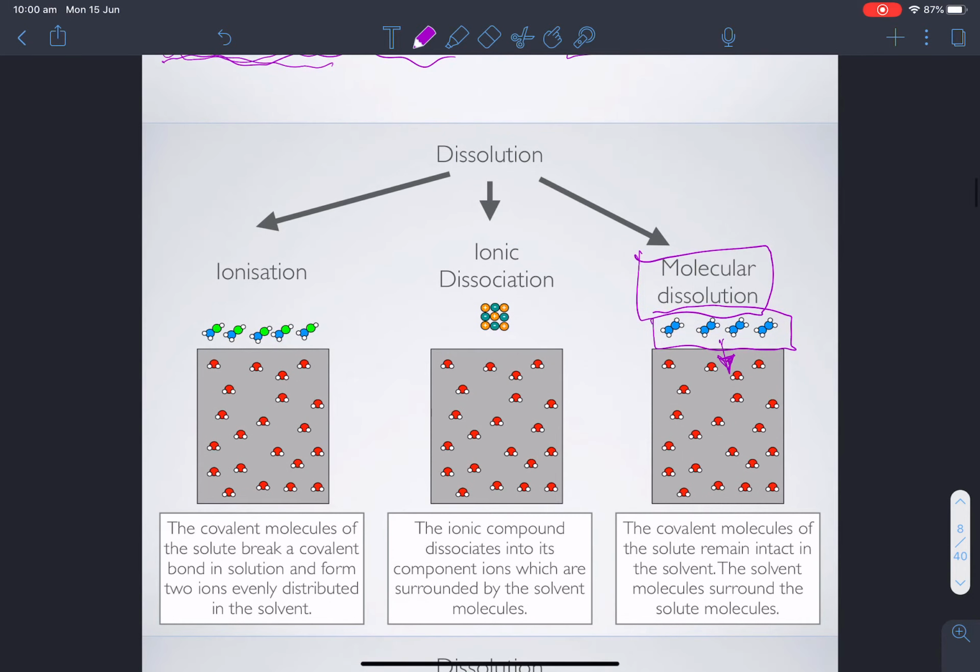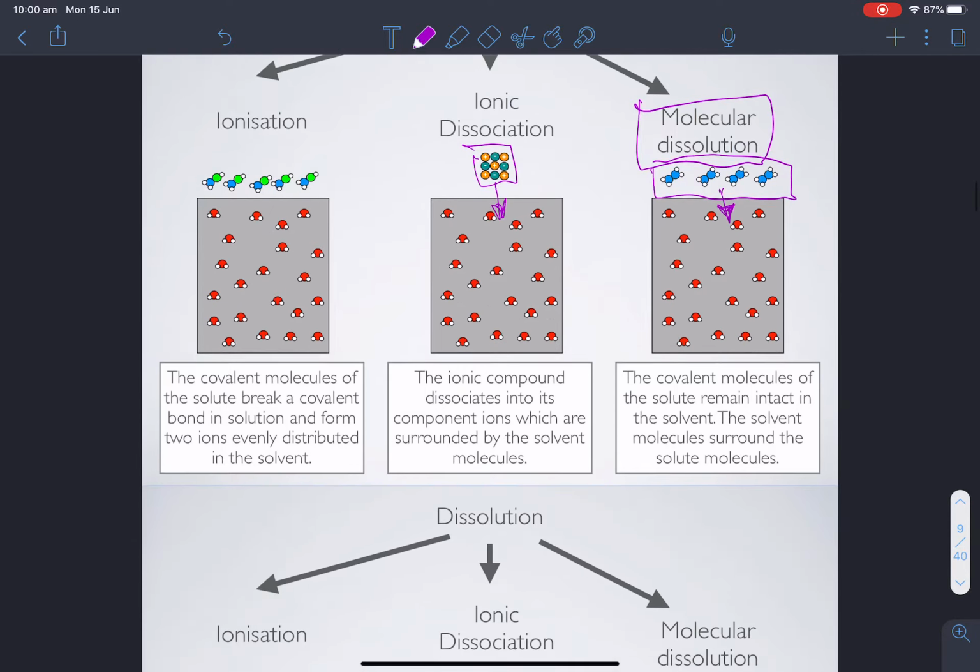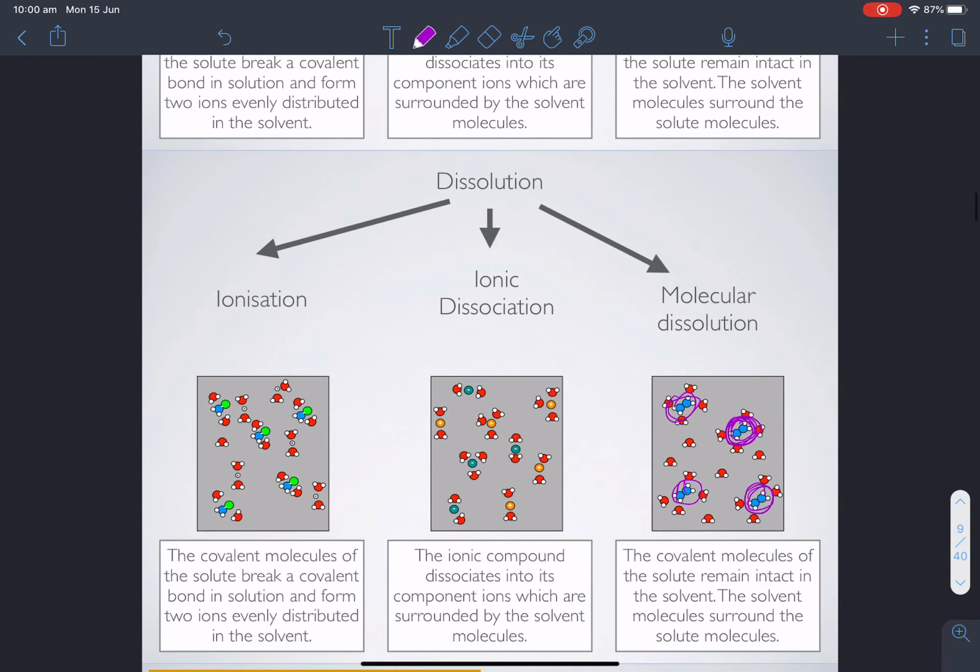Let's go up to the top here with ionic dissociation. We have an ionic compound here, positive, negative in a matrix, and we're going to put it in our solution of water. What ends up happening is it dissociates. Okay, so the positives go one way, the negatives go another. They're surrounded by water molecules in their particular way, so that the intermolecular forces are joined together. So your positives attract the delta negatives of the water.